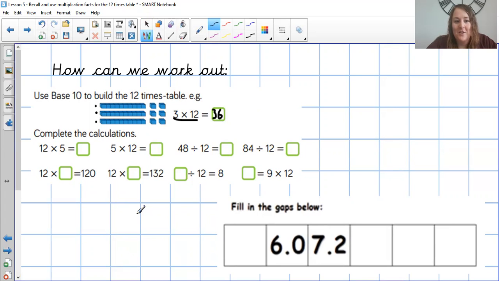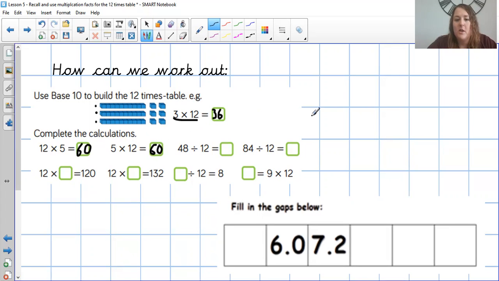Okay, hopefully you had a good go at those. So 12 times 5, you could have either drawn them out or used your build it. So 12 times 5, I know that 12 times 10 was 120. I can halve it to get 60. Oh, and they've just tried to confuse us with the second one by swapping them around. Hopefully it didn't. So 5 times 12 is still 60.